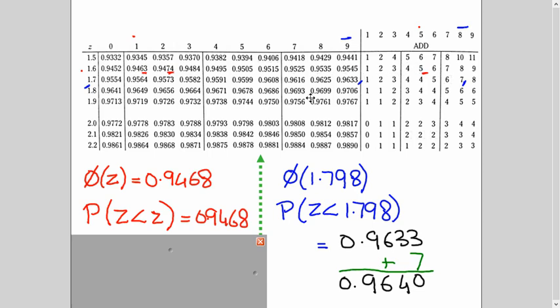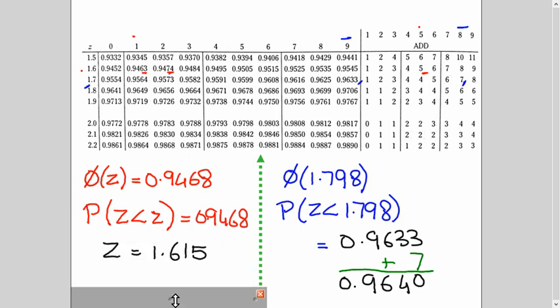Okay. So now let's read. So 0.9463 is 1.6 first decimal place. Second decimal place is 1. So 1.61 and the difference was 5. On the top also it is 5. So third decimal place is 5. So it is 1.615.